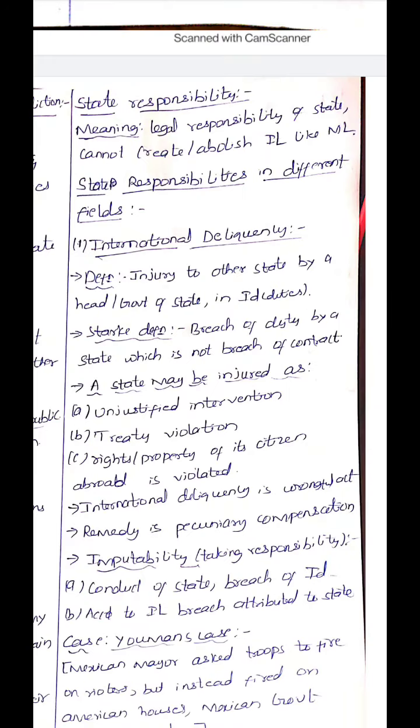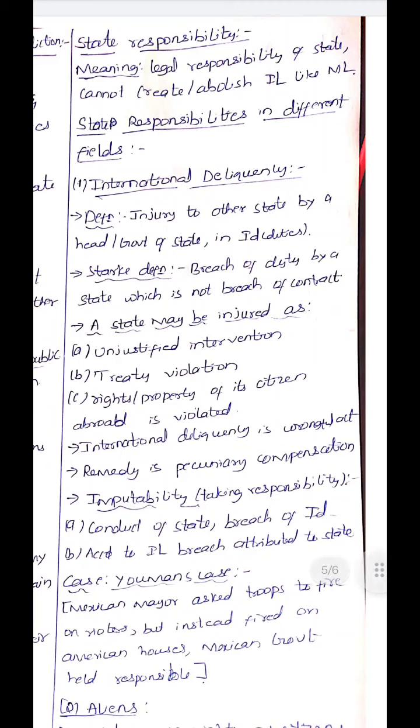The next major concept is state responsibility in this unit. So what is the meaning of state responsibility? It is the legal responsibility of a state by which it cannot create or abolish international law as it creates and abolishes municipal law. A state has total control over municipal law in its state, but the way it creates and abolishes municipal law, it has a legal responsibility to not create and abolish international law. This is state responsibility. State responsibilities in different fields.